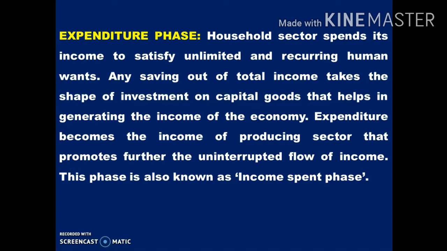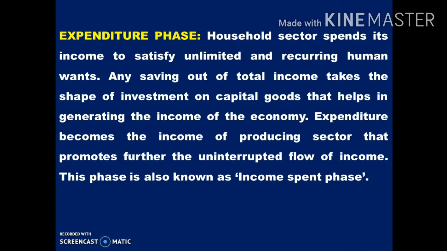The term expenditure we studied in the chapter on determination of income and employment. The terms related to expenditure are private consumption expenditure, investment expenditure, government expenditure, and net exports. These are the components of aggregate demand, or aggregate expenditure. The same will continue in the calculation part also.